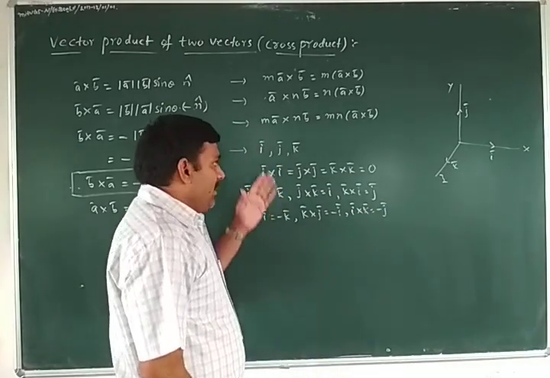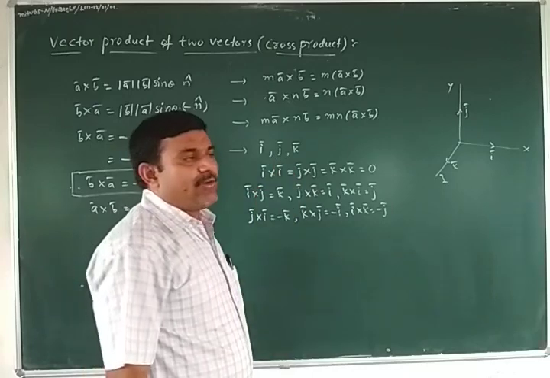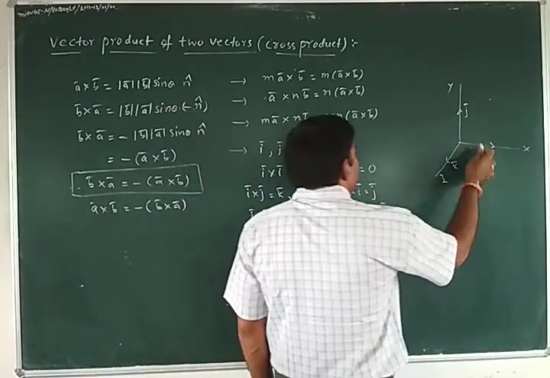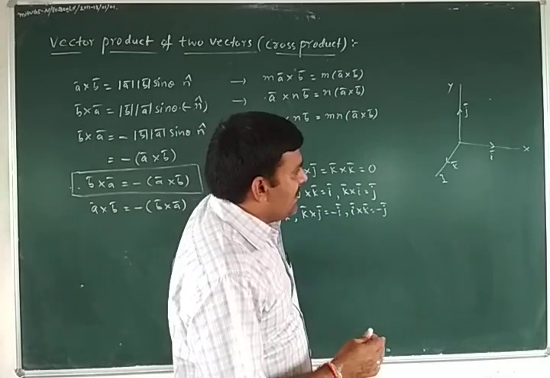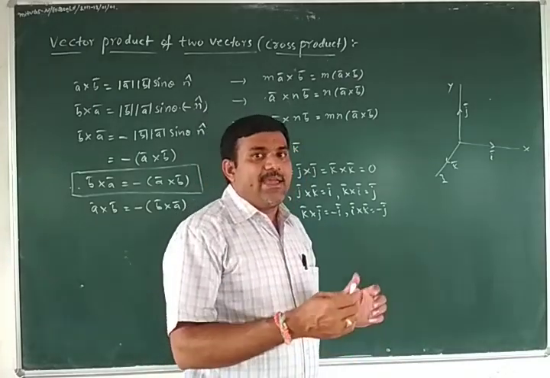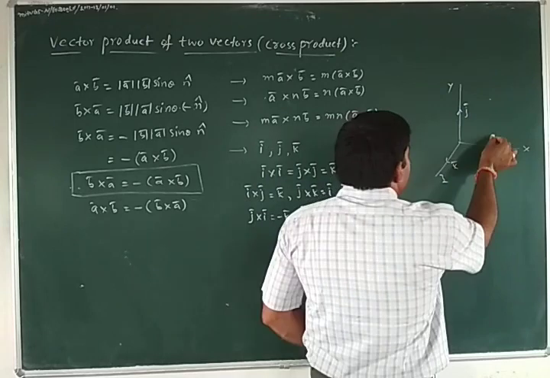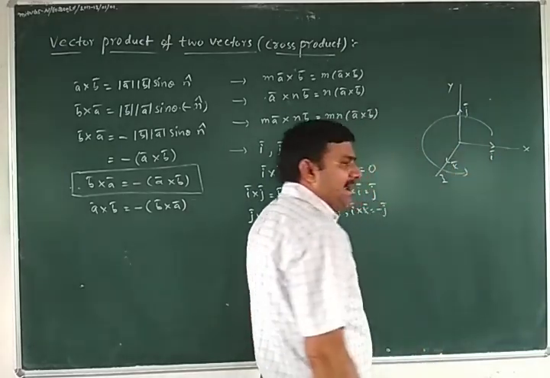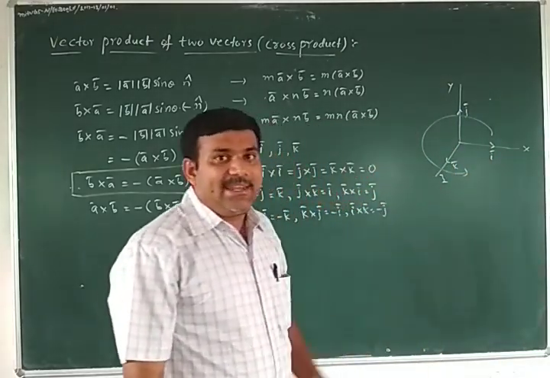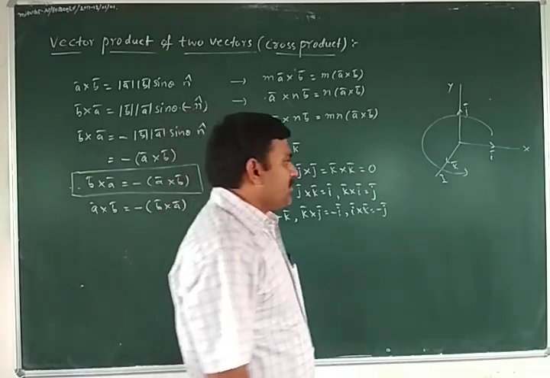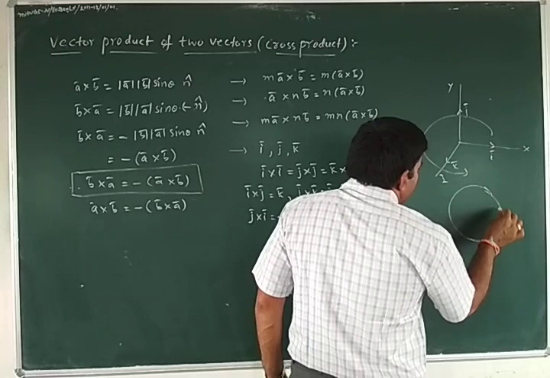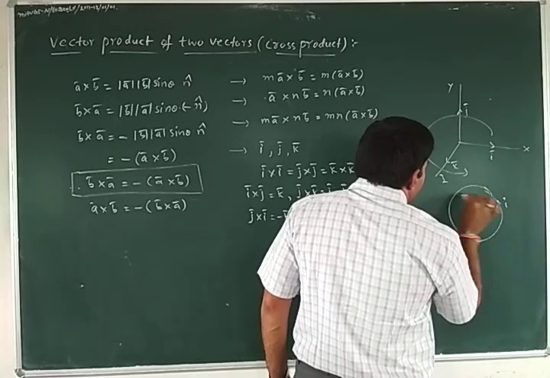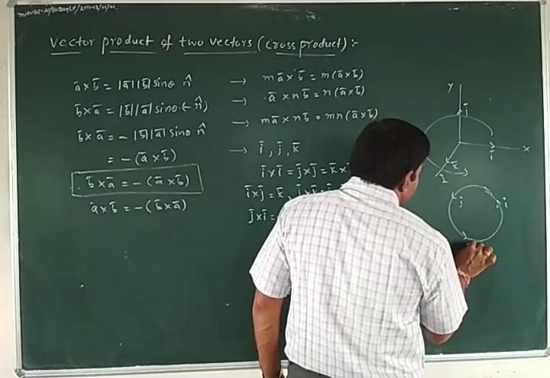Now here i bar, j bar, k bar are unit vectors along the x, y, z axis respectively, and these i, j, k vectors form a right-handed system, or an anti-clockwise system. Under this system you can find the values like this. It is a very easy way to find the values of i bar, j bar, k bar.